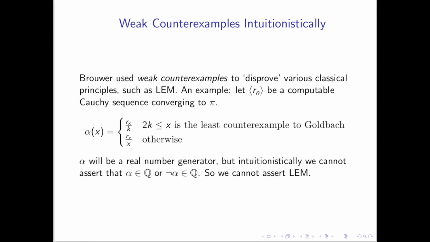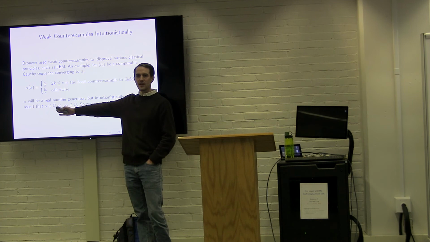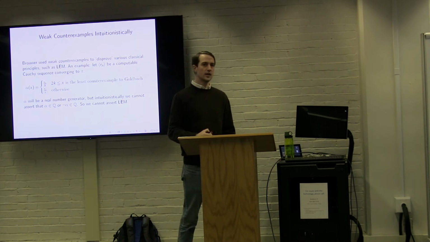So intuitionistically, we can't assert that either of those will be the case, because we haven't already constructed a counterexample to Goldbach. We also haven't proved that there will be no counterexample to Goldbach. So we haven't effected a construction showing that alpha is rational, nor have we constructed a refutation of alpha being rational. So we cannot assert LEM, Brouwer would say.